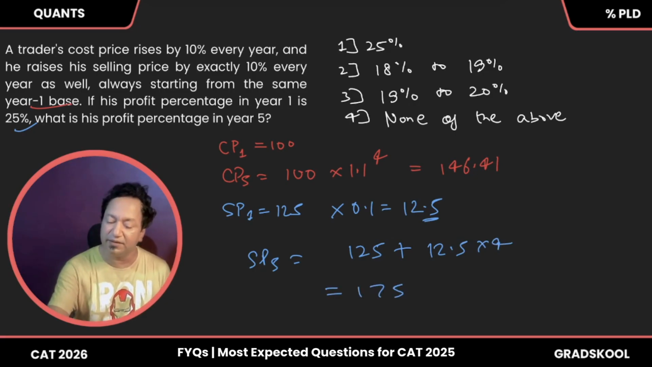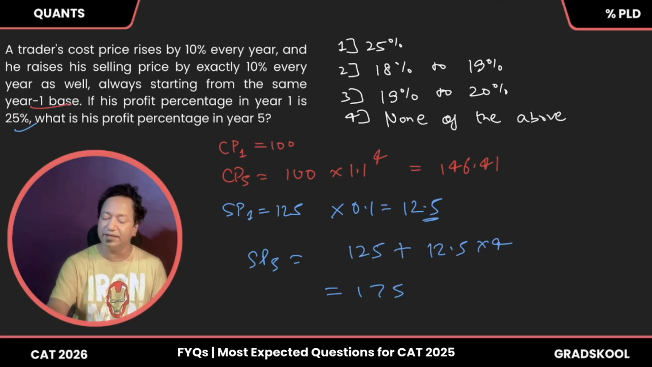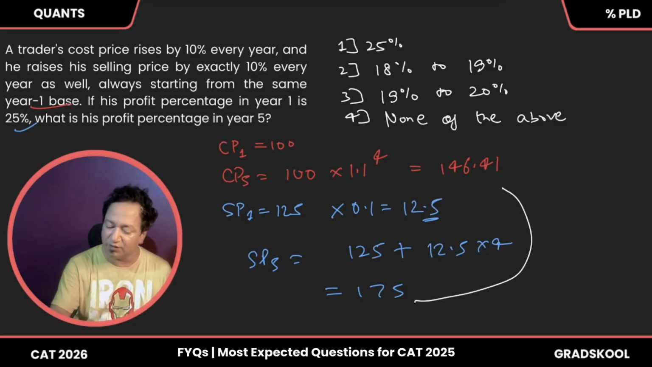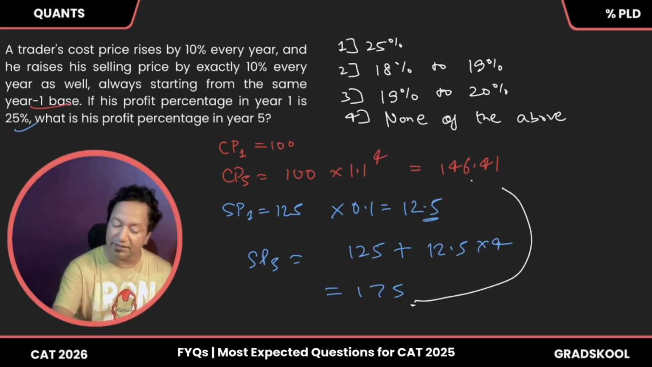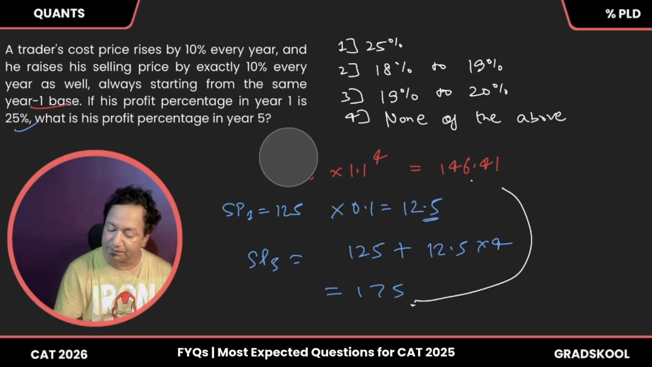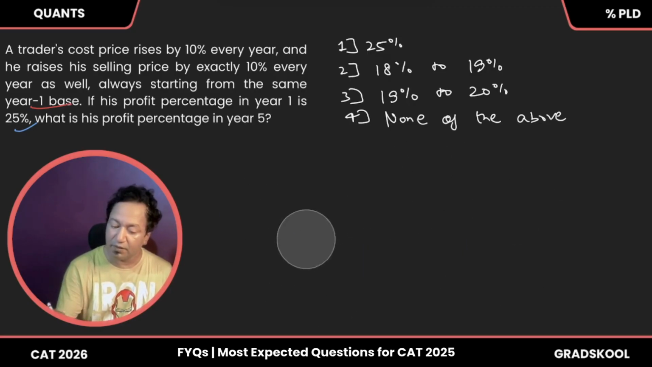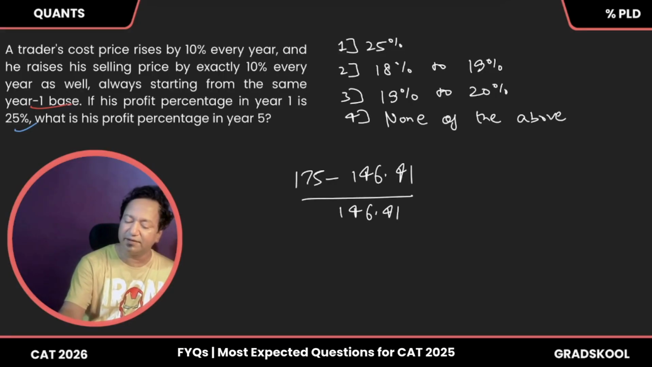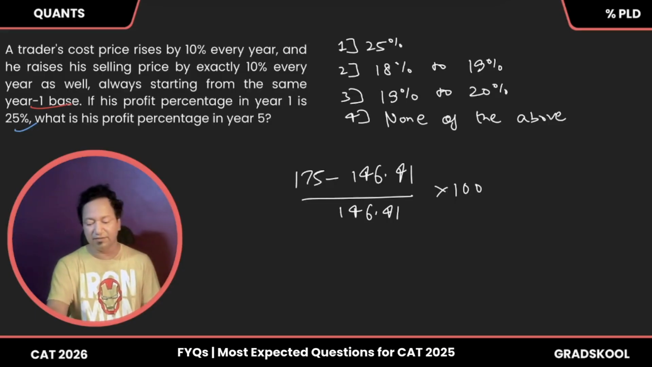This is the main problem in the question, which most of you might be getting wrong. The profit is selling price minus cost price. So (175 minus 146.41) divided by 146.41, multiplied by 100, will give us the exact percentage value.